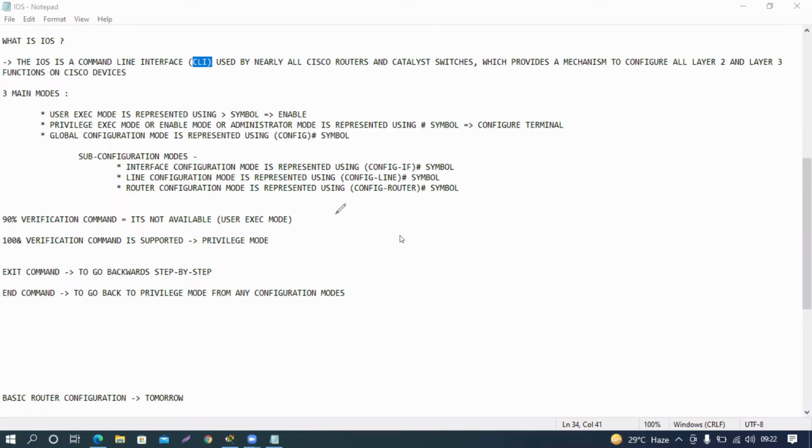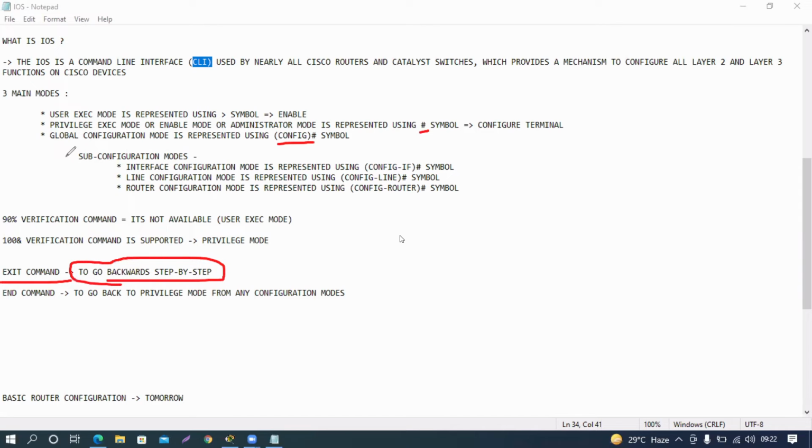So every single time we are moving from one mode to another mode, we always use commands like enable and configure terminal. But if we want to go back, let's say you are in this particular config mode and you want to go back to the privilege mode, then there is the exit command. It will always take you step by step backwards.